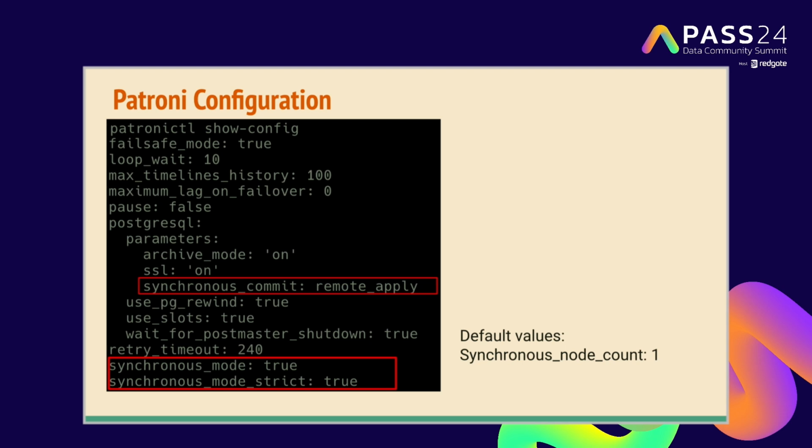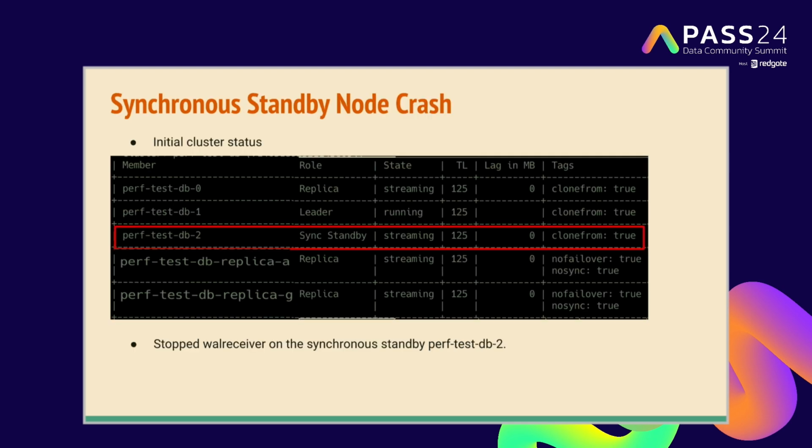So this is the initial Patroni configuration. I set synchronous commit to remote apply. Synchronous mode is set to true. Synchronous mode strict is set to true. The default value of synchronous node count is 1, which means one node would be a synchronous standby node. This is the initial cluster status. The cluster is in a healthy state. Perf test db2 is the sync standby.